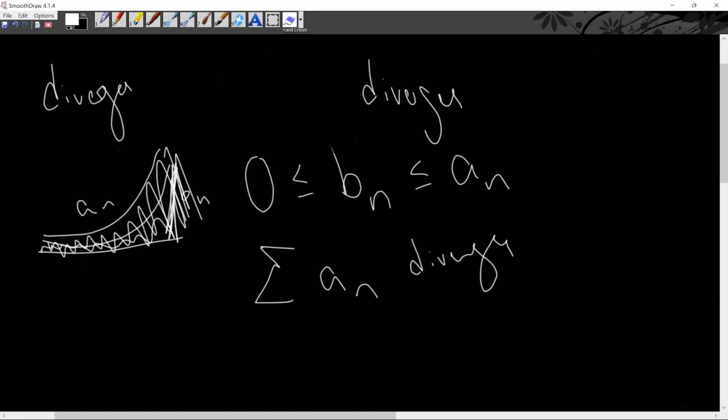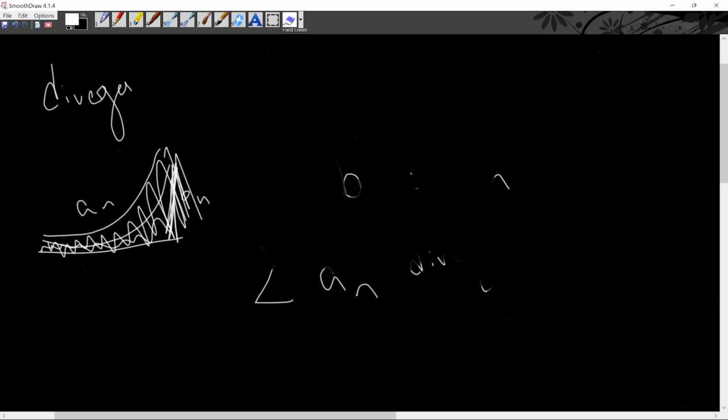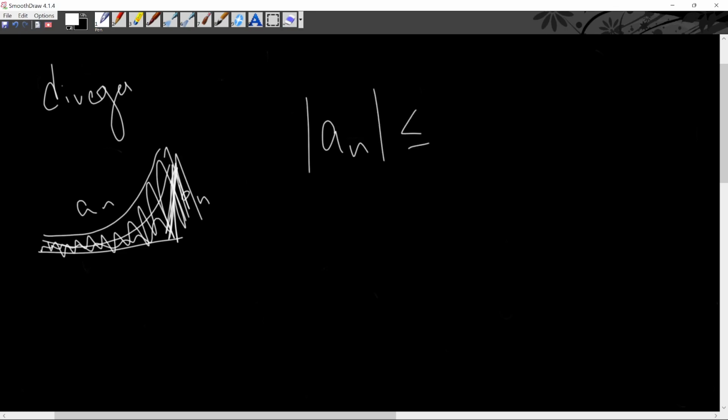We need to define everything. So let's try and write a proof. Oh, you can also, since we specify that 0 is less than B is less than A and 0 is less than A is less than B for the converging part, we can also write that the absolute value of A sub n is less than or equal to the absolute value of B sub n, and if this converges, then this converges. And this is absolutely converging, right?